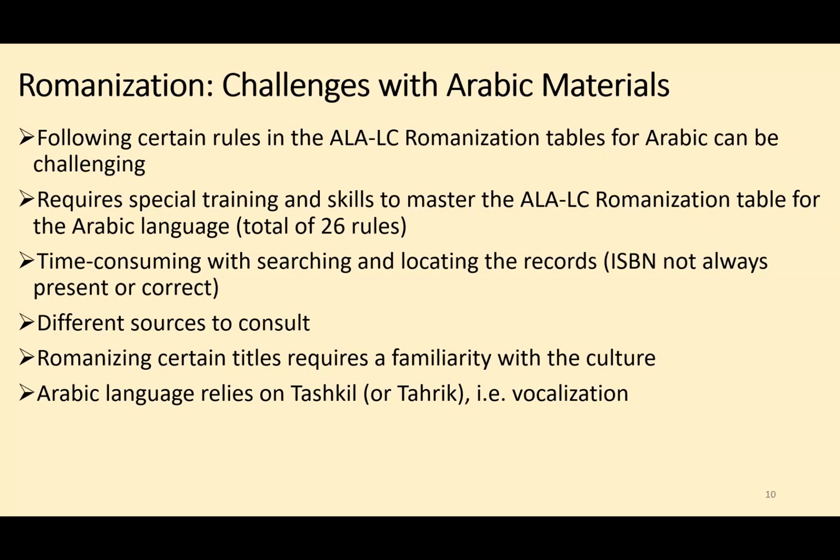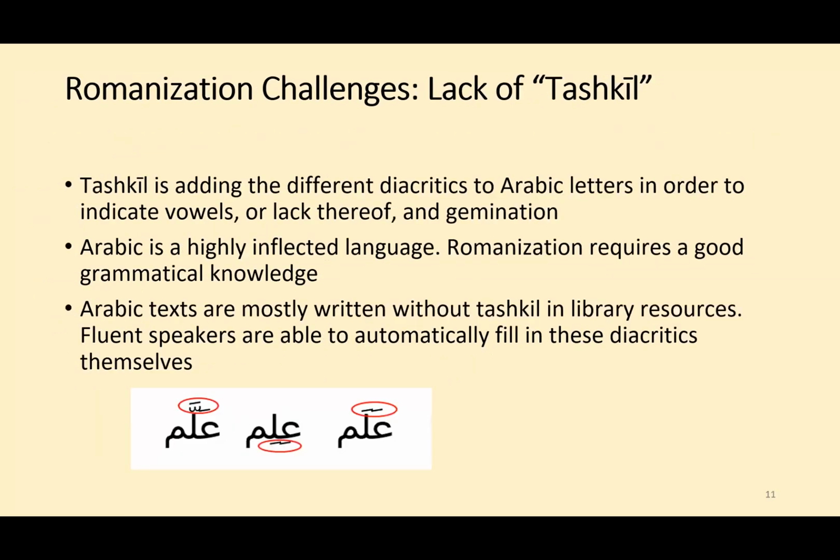The Arabic language relies on tashkil, or tahrik, and this has a big effect on the romanization process. Tashkil, or vocalization, is adding the different diacritics to Arabic letters in order to indicate the actual pronunciation. Arabic texts are mostly written without tashkil in library resources. Fluent speakers are able to automatically fill in these diacritics themselves. The three words at the bottom of this slide look identical, but they're not. They have different meanings and they are pronounced differently. Arabic is a highly inflected language and romanization requires good grammatical skills. Many romanization errors are the result of a lack of solid grammar knowledge.